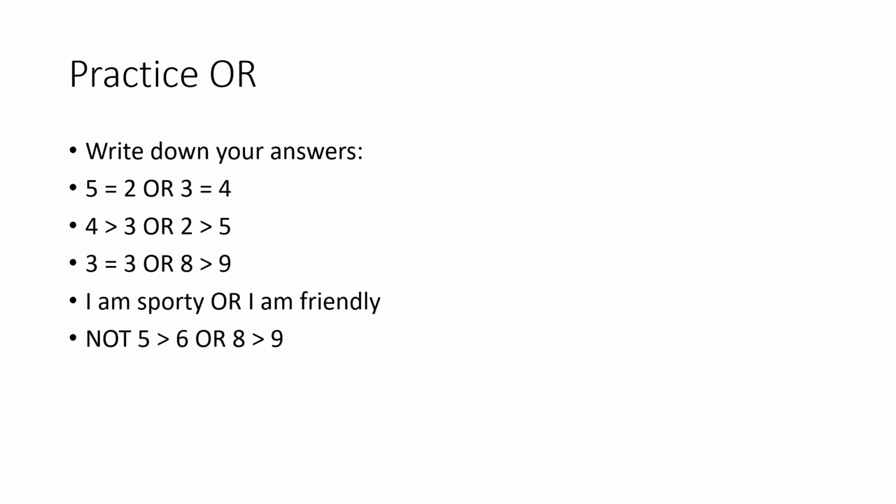Last of all, let's practice our ORs. So let's think about it. Is 5 equal to 2? No, that is false. Is 3 equal to 4? That is false. A false or a false is going to give me a false. Is 4 greater than 3? Sorry, that is true. Or is 2 greater than 5? No, that is false. But we know that with an OR, either input can be true and the output is true. So a true or a false is going to give me a true.